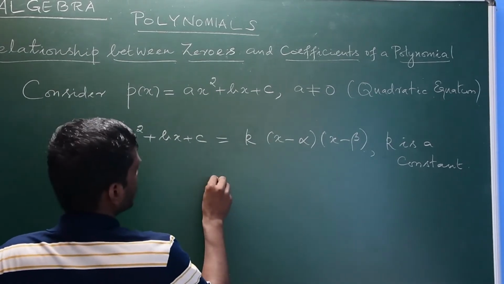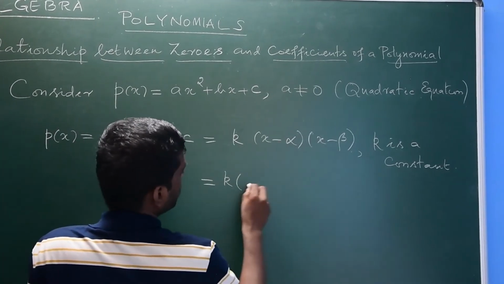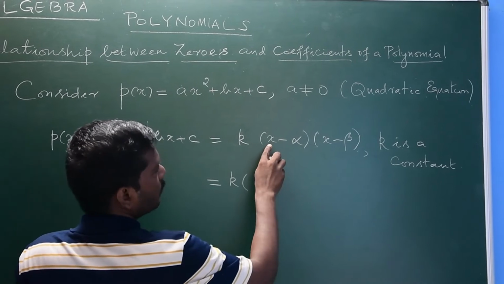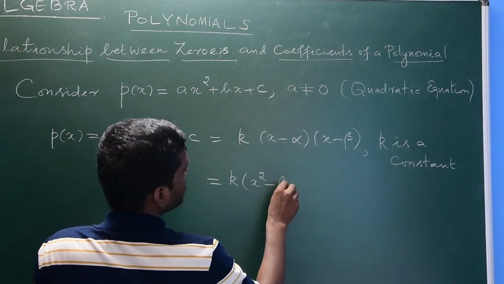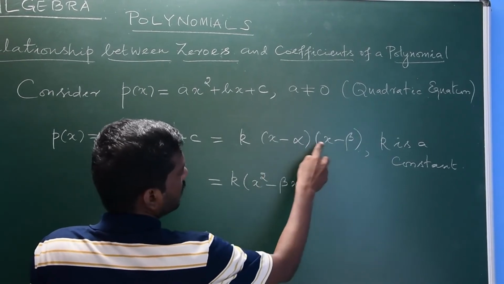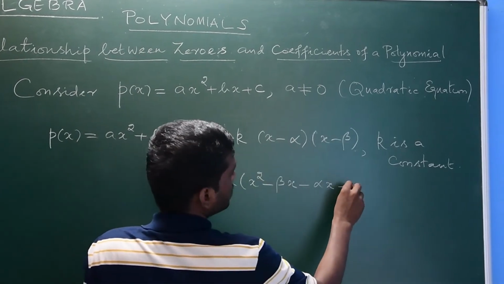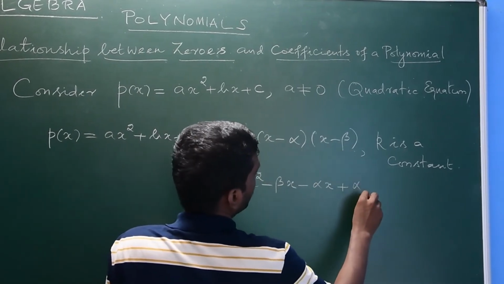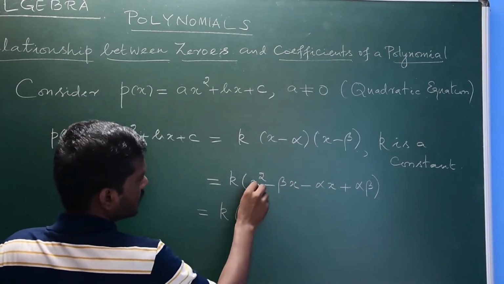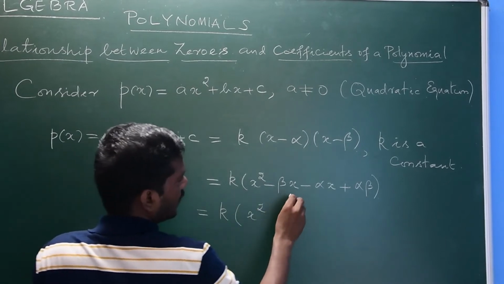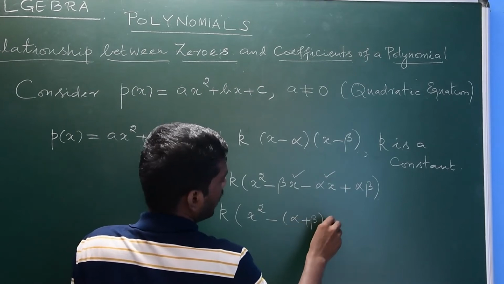Now you keep k as it is, and you multiply this. So x times x, by using distributive law, x times x is x square, x times minus beta is minus beta x. Now minus alpha times x is minus alpha x, and minus times minus is plus, alpha times beta is alpha beta. Now you keep k as it is, this is x square, and you have x common in both the cases. So you take alpha and beta out.